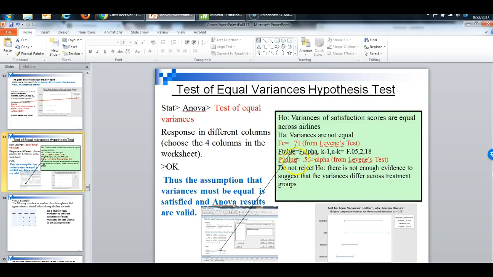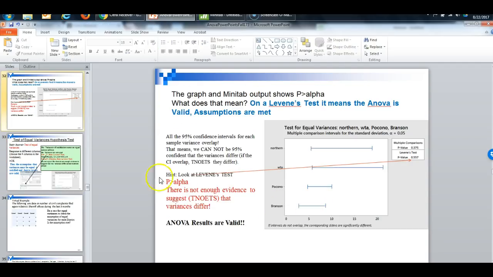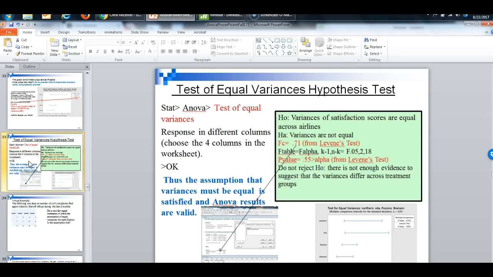So my p-value is greater than alpha, which means do not reject. There's not enough evidence to suggest that the variances differ. That means, in effect, that the assumption of equal variances holds. Why? Because there's not enough evidence to suggest that they differ statistically. We have to be 95% confident. Good? So that's how we test. That's the first thing that we're learning in today's lecture: how to test for equal variances.